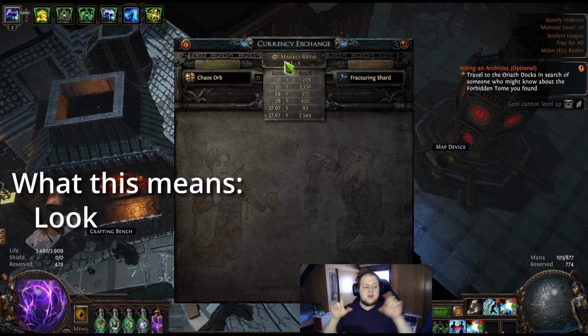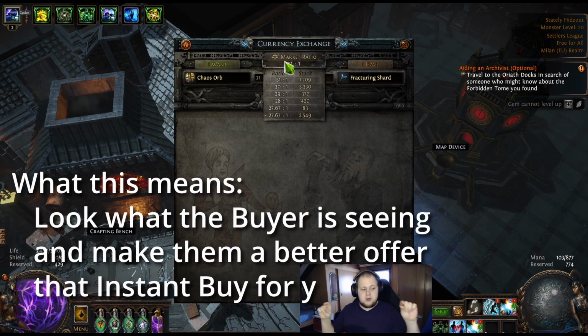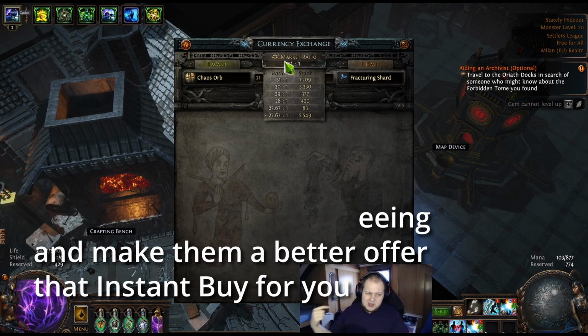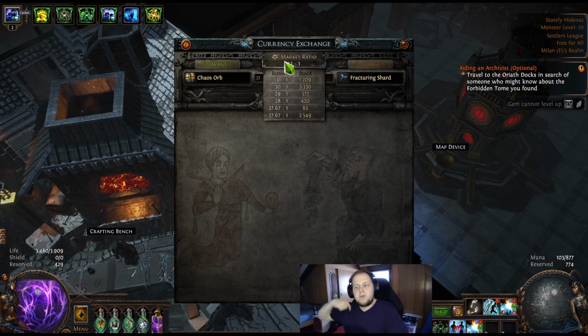So this means that there is a difference between them. If people immediately want to sell their fracturing shards, they only get 31 chaos. But if they immediately want to buy a fracturing shard, they need to spend 34 chaos. Now that's a 3 chaos difference.